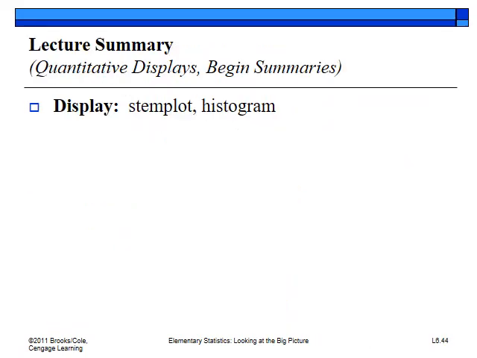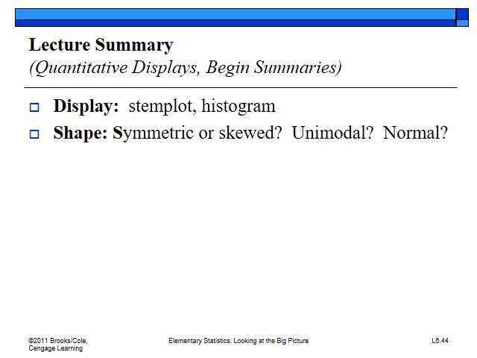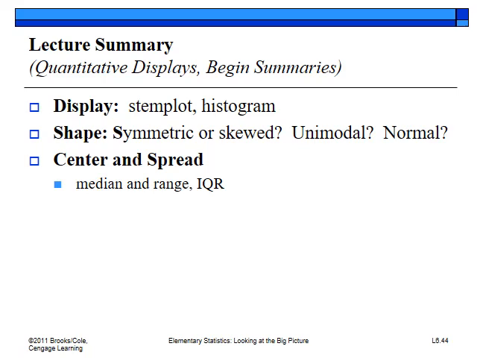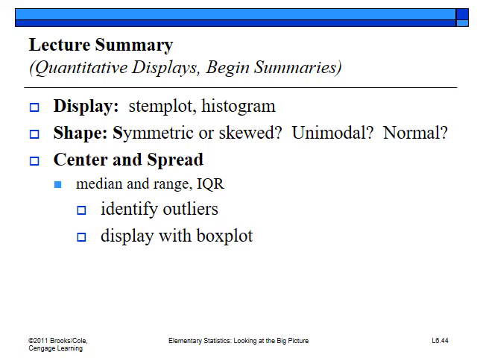To recap, we talked about how to display a quantitative variable using a stem plot and a histogram. We talked about identifying the shape of a distribution, whether it was symmetric or skewed, skewed to the left or skewed to the right, whether it was unimodal or bimodal, normal. We looked at measures of center and spread using the median and the range and the interquartile range. We talked about how to identify outliers and to display our data using a box plot.